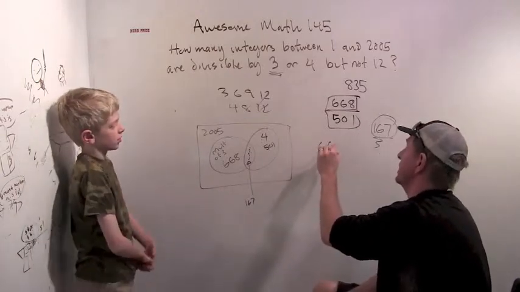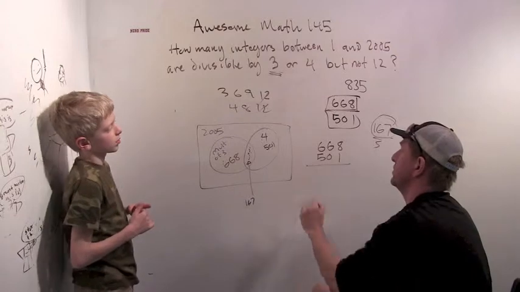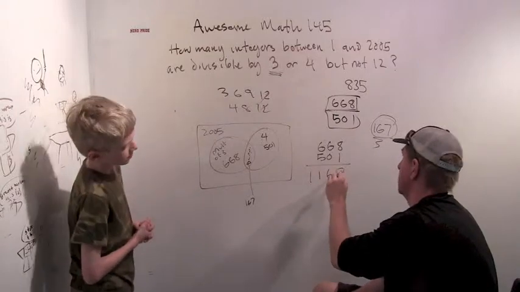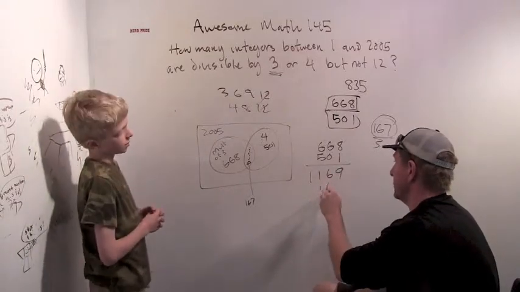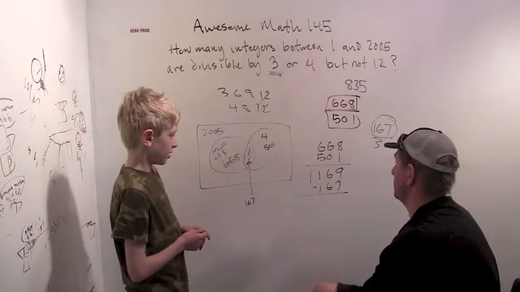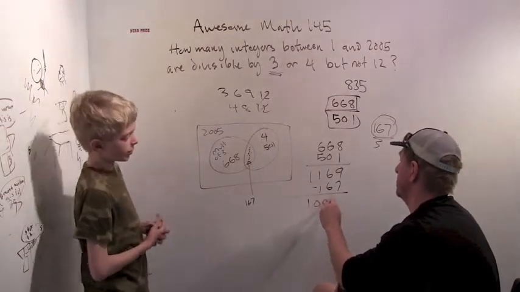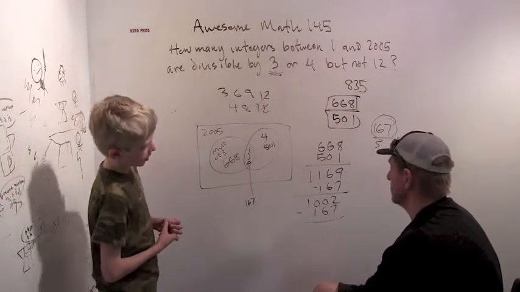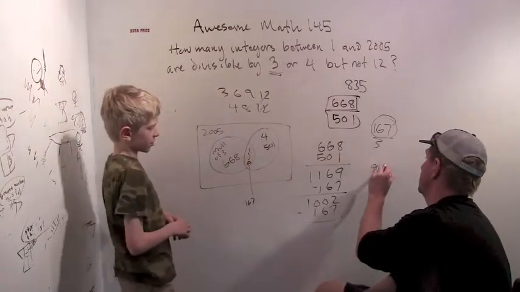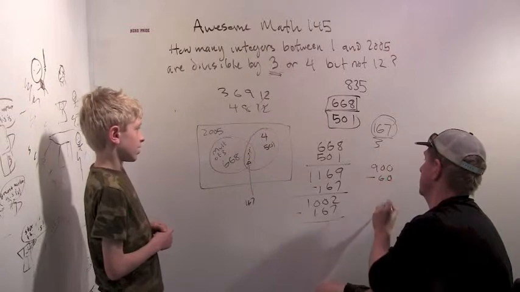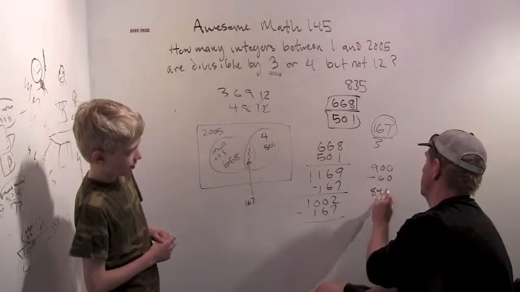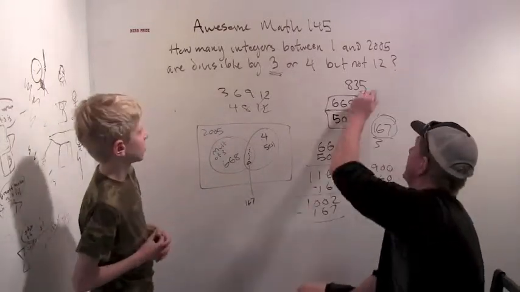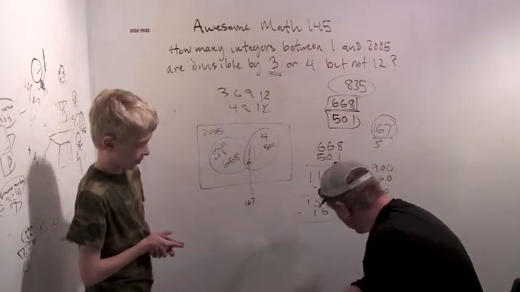So I gotta do 668 plus 501, which is 1169. And then I gotta subtract away 167. So we got 1002. And then I gotta subtract 167 again. So 900 minus 60, we get 840, then minus 5, so we get 835. So we got the same answer. Look at that. Cool. Two totally different ways, it seems, huh?